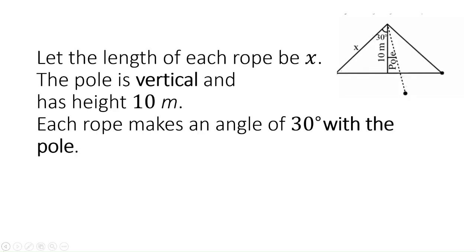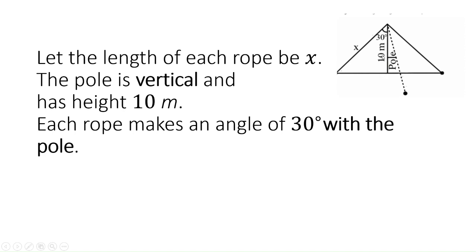Okay. So let the length of each rope be x meters. The pole is vertical and has a height of 10 meters. It is given in the problem. Each rope makes an angle 30 degrees with the pole. This is the information given. Let us model the same in the form of this diagram. So this is one rope and this is one rope. And the third rope is shown in the form of dotted lines, and this 10 meters line is the height of the pole. Clear?